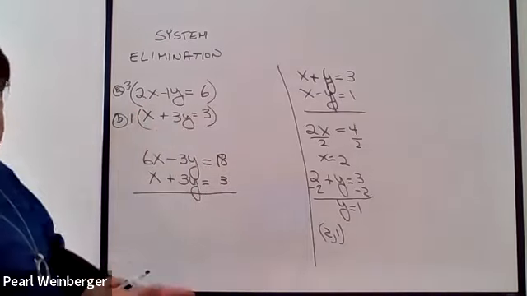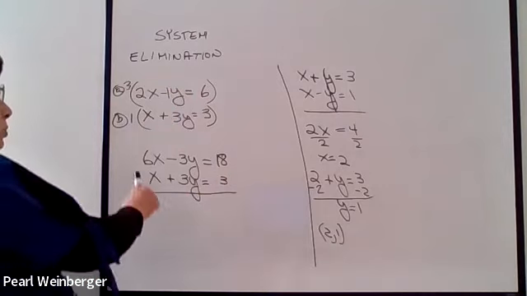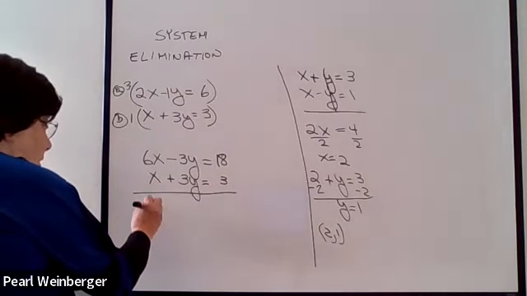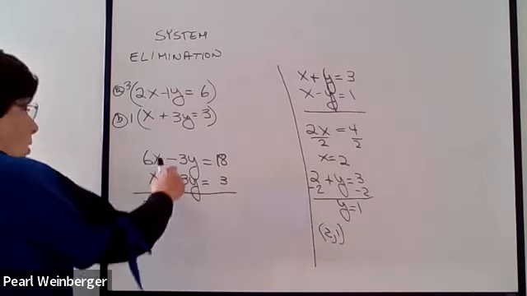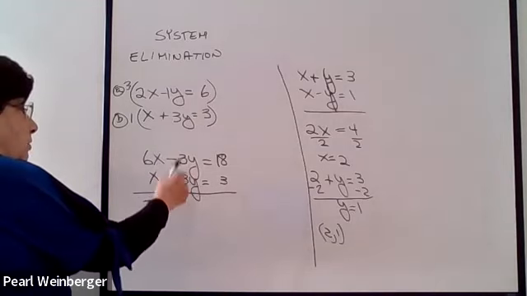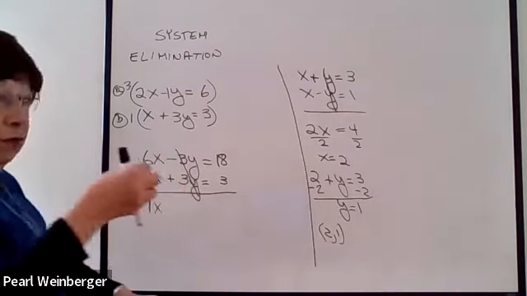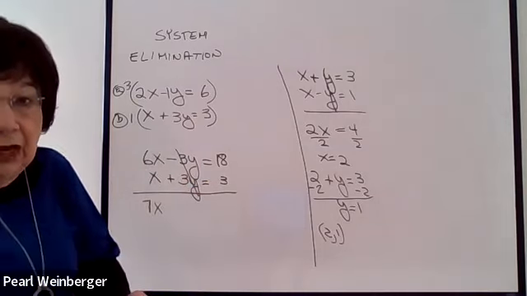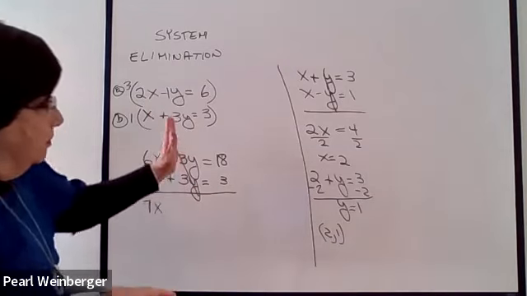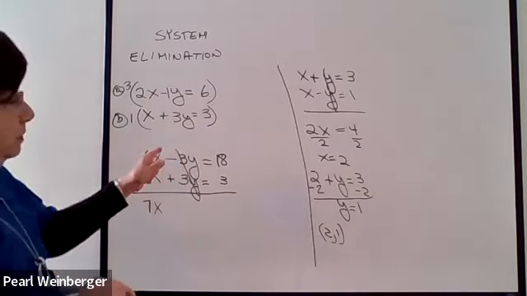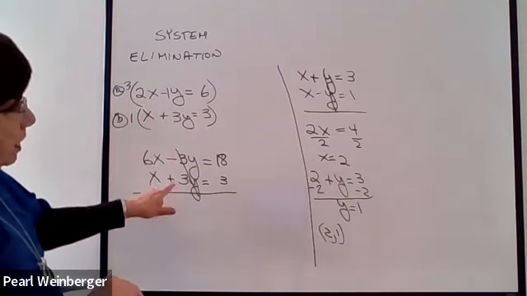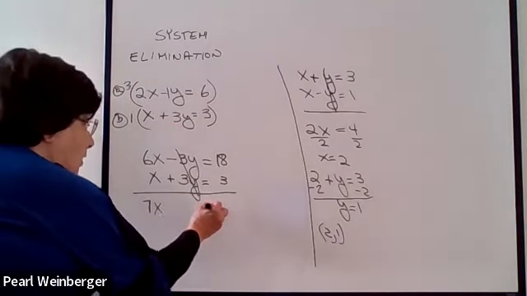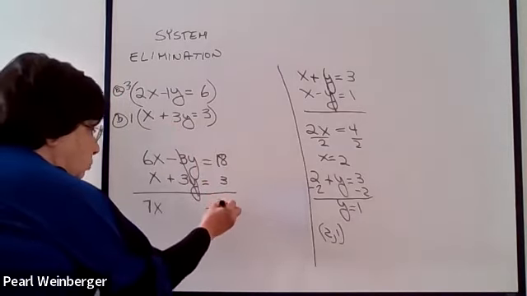Now let's see what happens when we add. So when I add 6x plus x, I get 7x. When I add -3y plus 3y, it gets eliminated. Remember, my focus was to eliminate the y's. That's why I got the y's to have the same coefficient with opposite signs. It's -3y plus 3y, that's 0, it's eliminated. And then I do 18 plus 3 and it gives me 21.